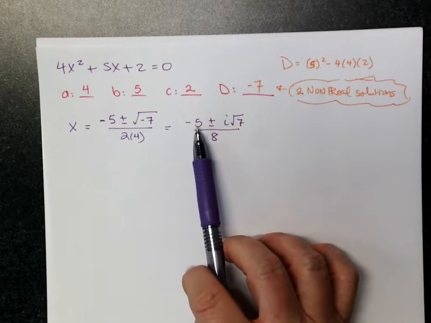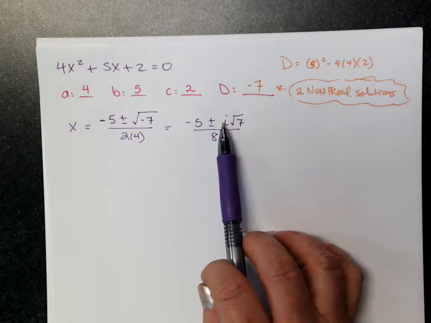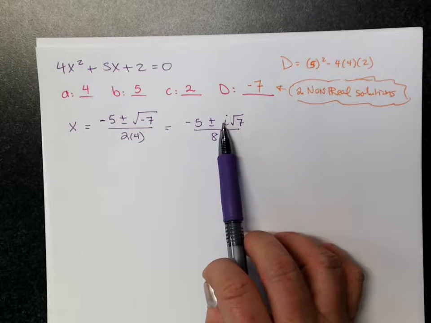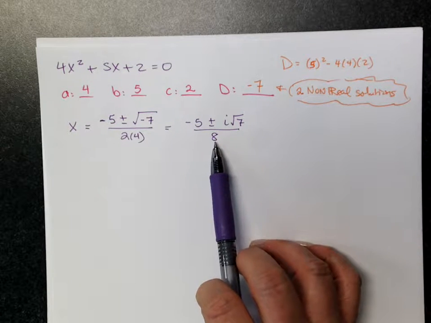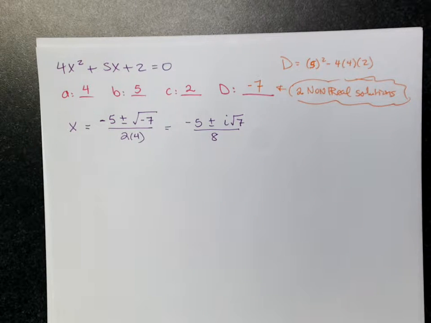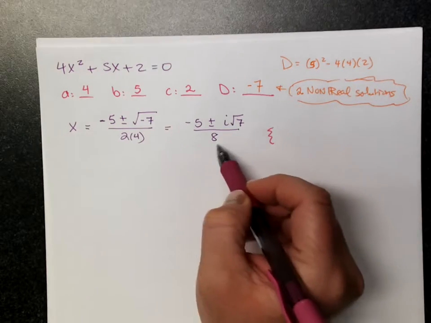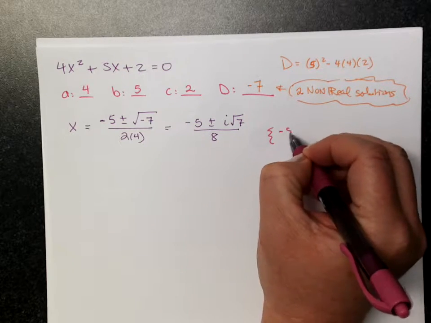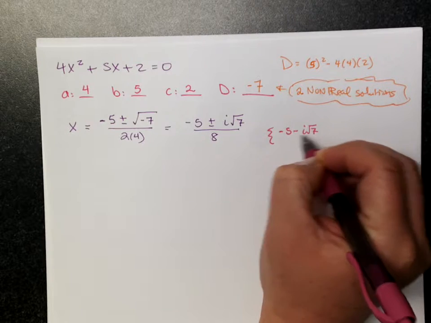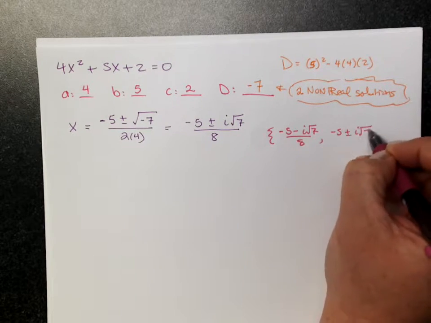And I look at my two-headed fraction. I got a -5, I got a 1. The i and the radical don't count. We're looking at just the numbers. There's a coefficient of 1 here, so -5, 1 and 8. Is there a GCF for those three numbers? -5, 1, and 8? No. So there's nothing to simplify. You're done. There's your two non-real solutions. -5 minus i radical 7 over 8, and -5 plus i square root of 7 over 8.